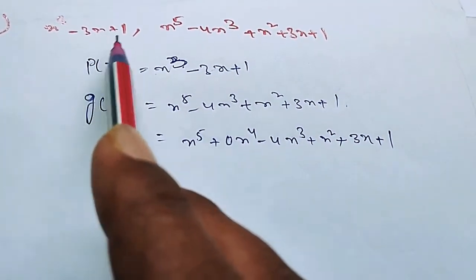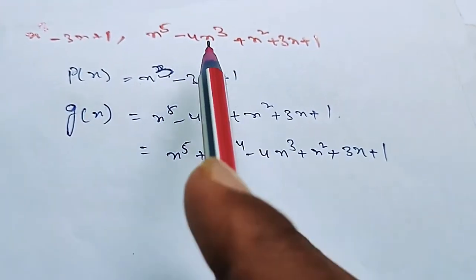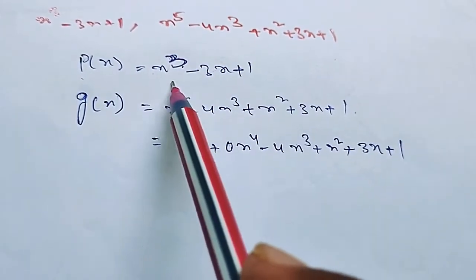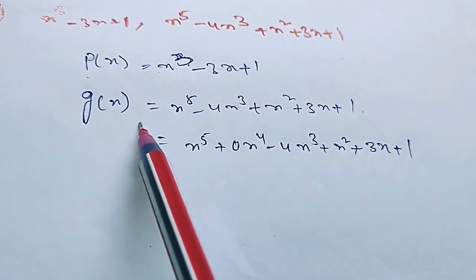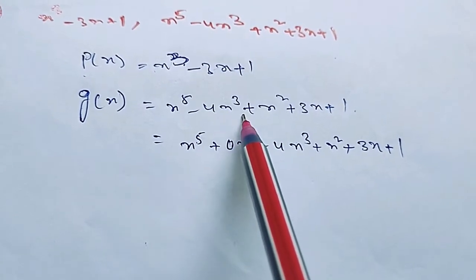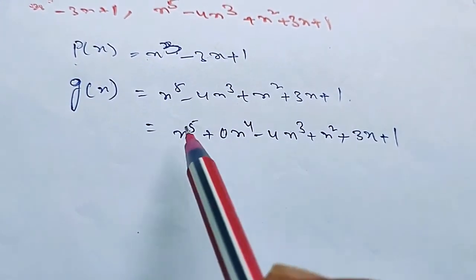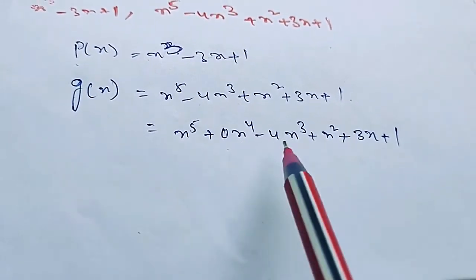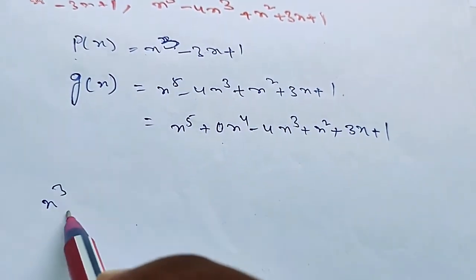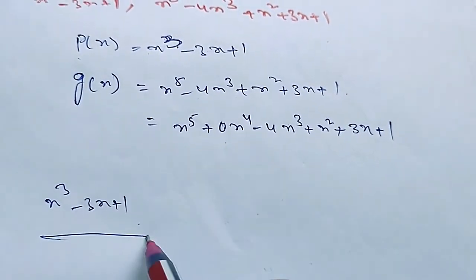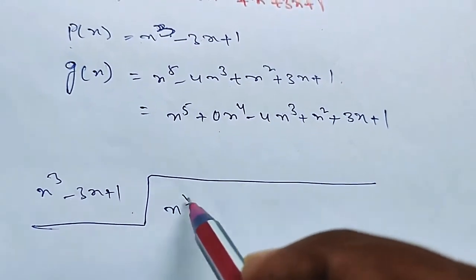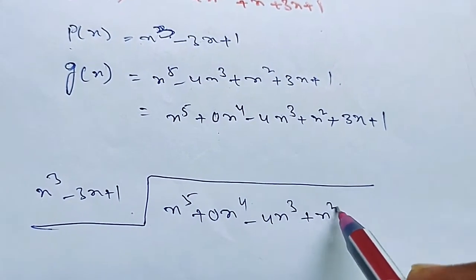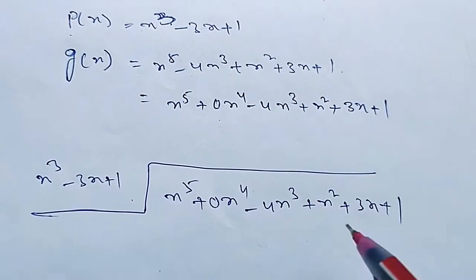x^3 - 3x + 1, x^5 - 4x^3 + x^2 + 3x + 1. Here, write down p(x) is x^3 - 3x + 1, and g(x) equals x^5 - 4x^3 + x^2 + 3x + 1. Here the x^4 term is missing, that's why we have written 0 into x^4. Now, x^3 - 3x + 1 divides x^5 + 0x^4 - 4x^3 + x^2 + 3x + 1.